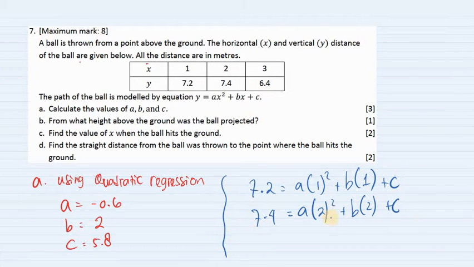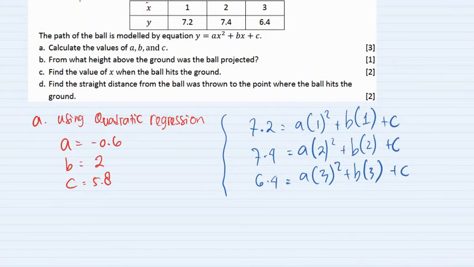From the second point, 2 and 7.4, we have 7.4 equals a times 2 squared plus b times 2 plus c. And then you do the, what is it called? You do the substitution and elimination. And then you get the third point, 6.4 equals a times 3 squared plus b times 3 plus c. You can use the linear equation solver as well using the calculator, but quadratic regression is okay. Move on to 7b.